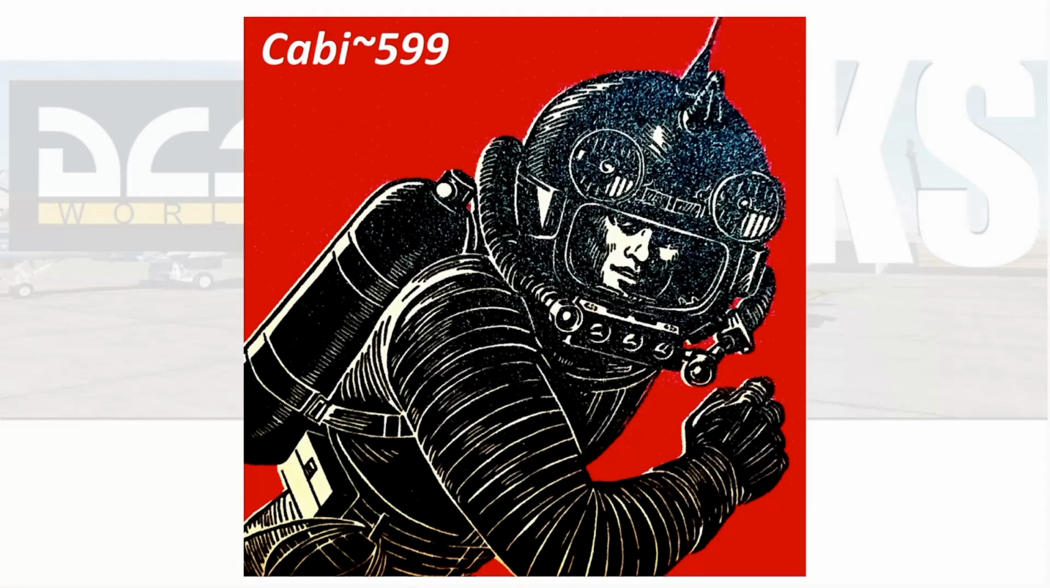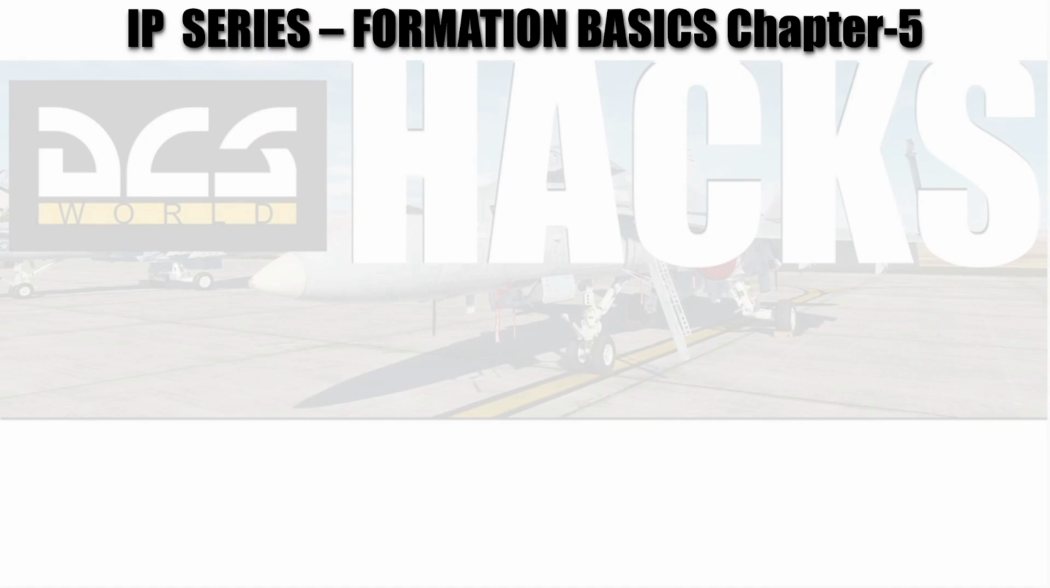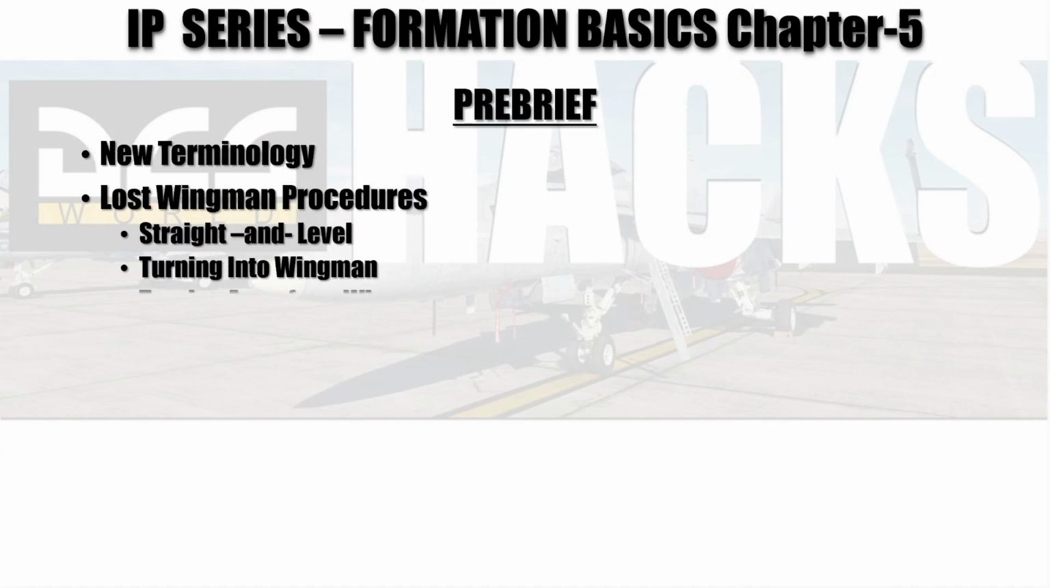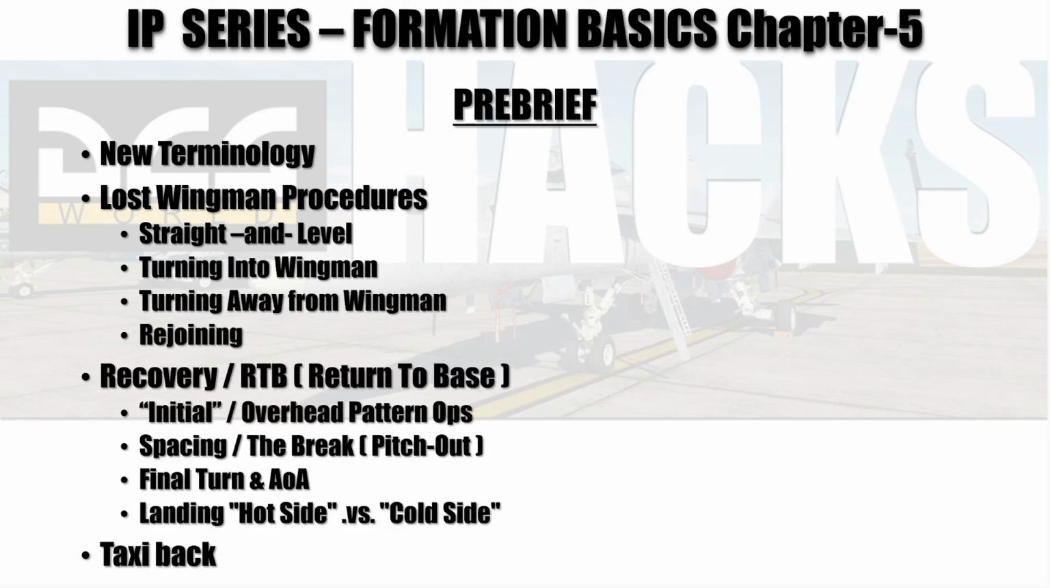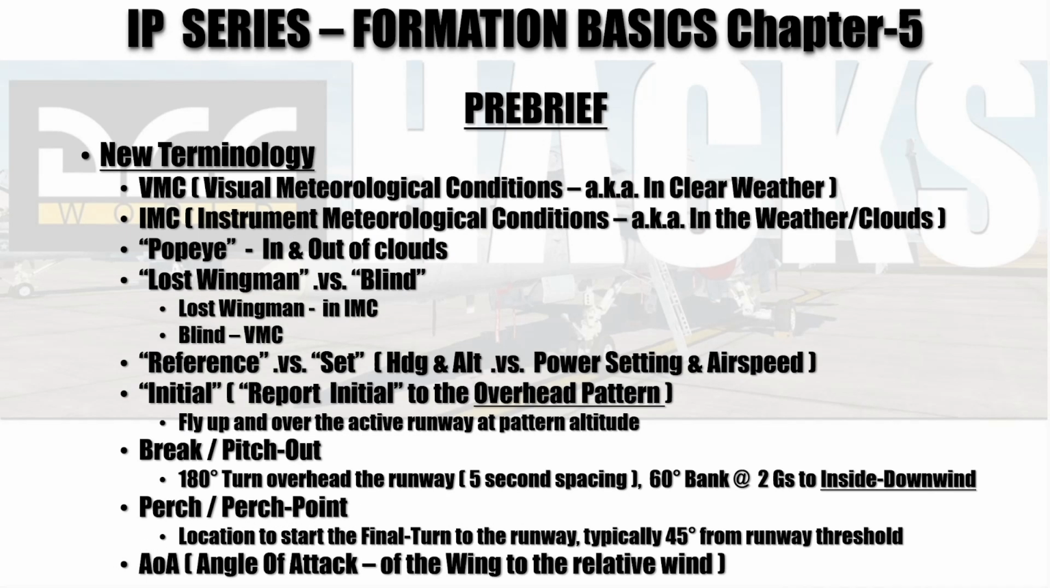It's Cabi 599 with the last chapter of our IP series, Basic Formation with GARF. In this chapter, we're going to cover some new terminology, lost wingman procedures, and recovery back to Nellis. What new terminology do we have?